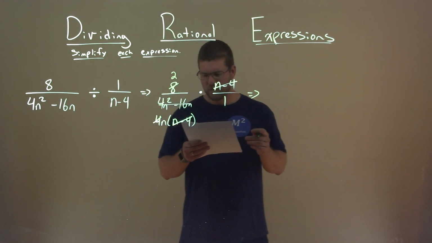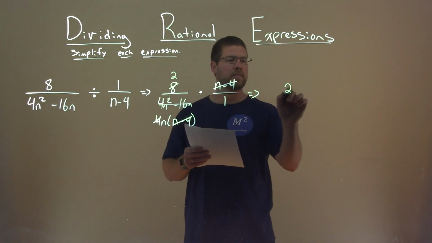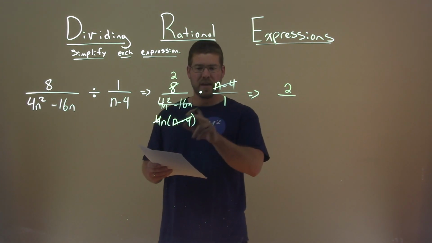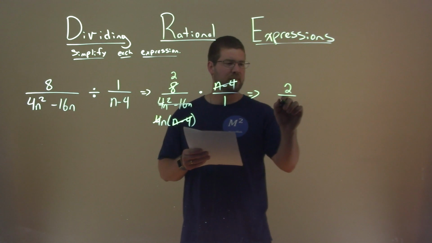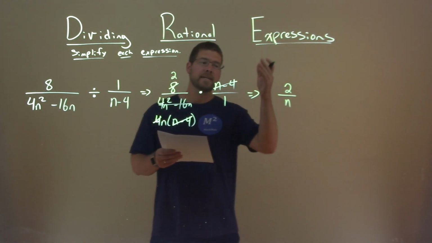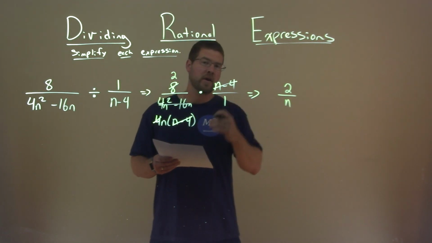So let's bring over what's left over. Numerator just has a 2. Denominator, well, everything really cancels, just n times 1, which is n. And there we have it. 2 divided by n is our final answer.